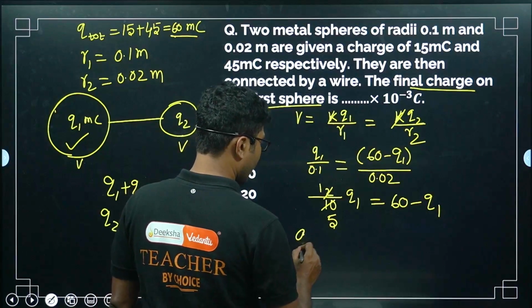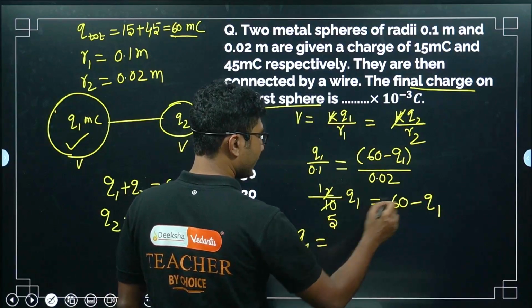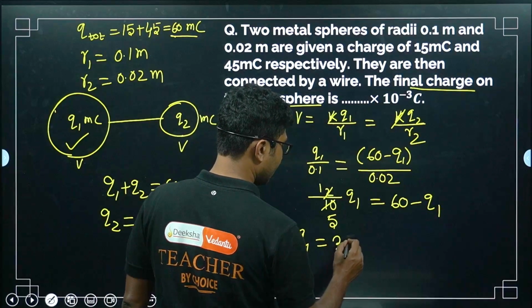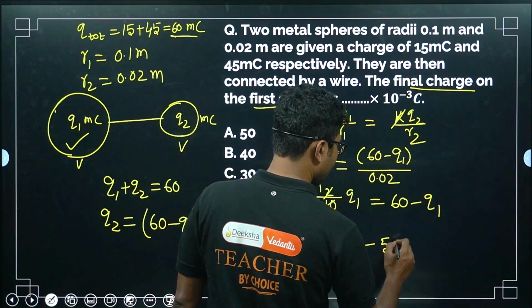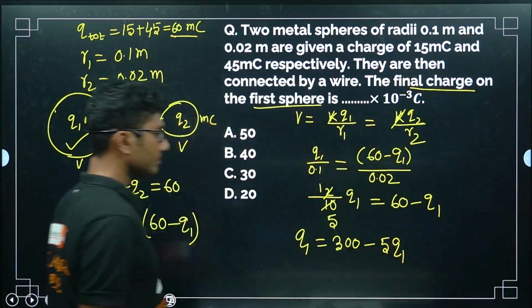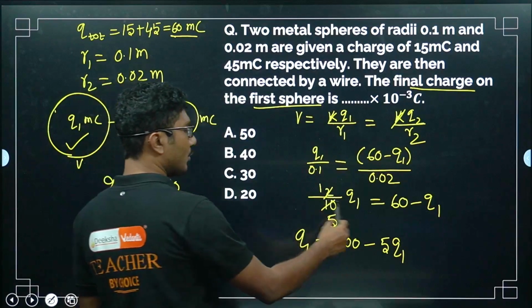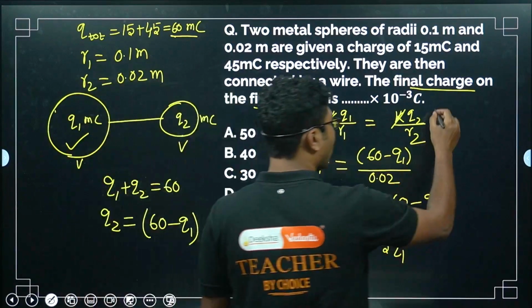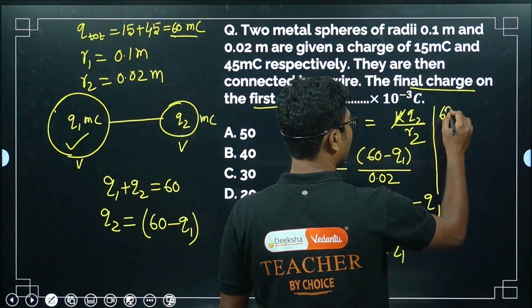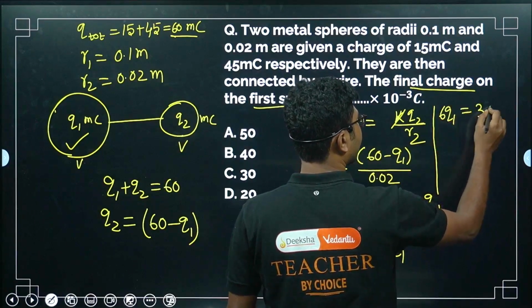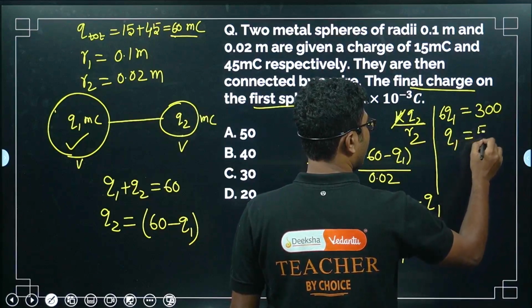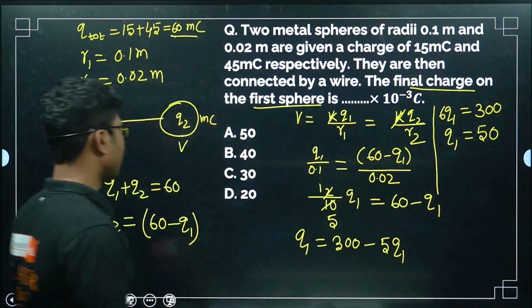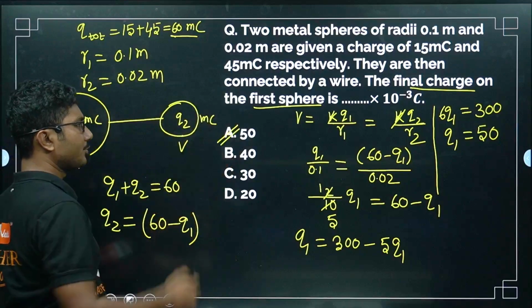So Q1 equals 5 times 60, which is 300, minus 5 Q1. Okay, now this 5 Q1 will come on this side, and it will become positive. So we'll get 6 Q1 equals 300, or Q1 equals 50. Okay, so Q1 is 50. So the option is option A.